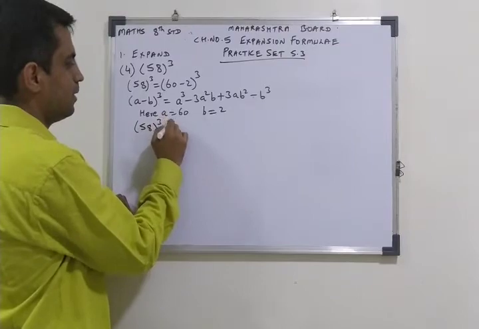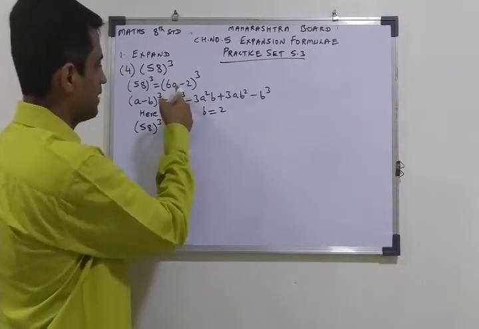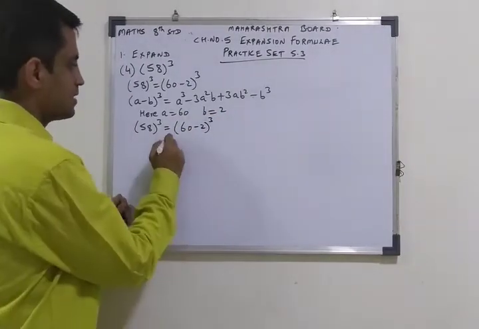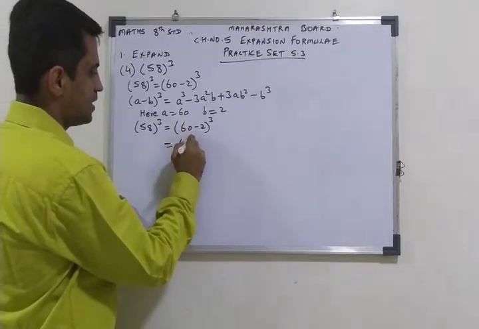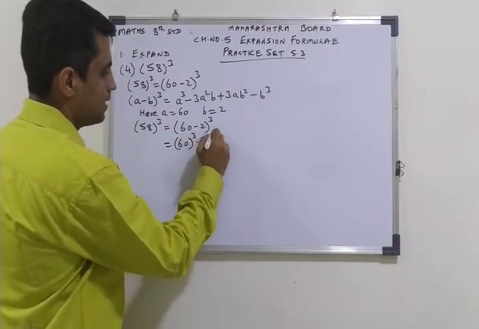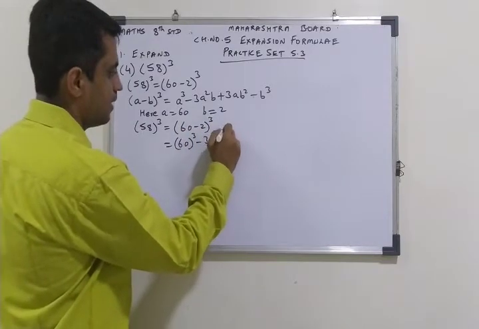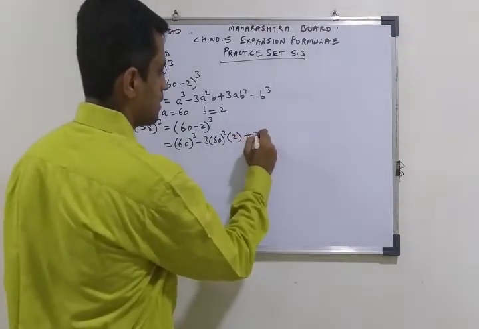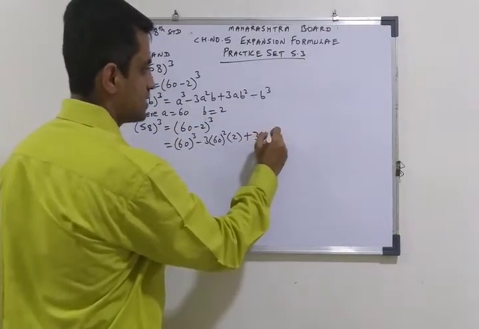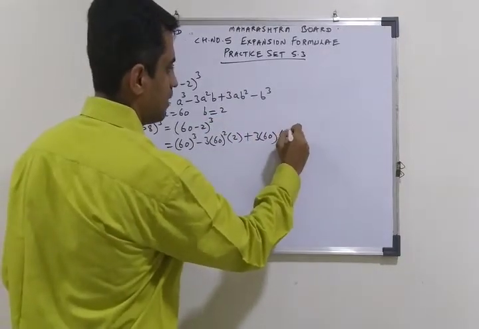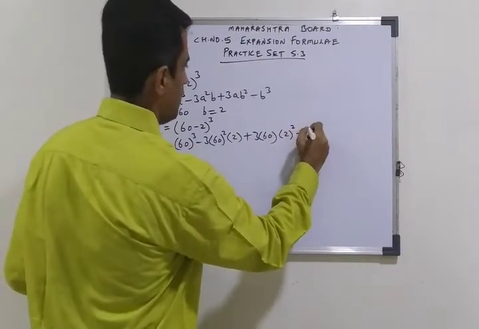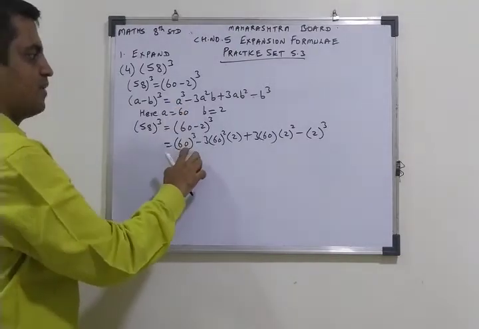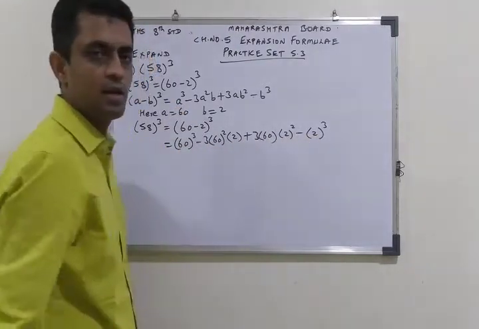So now let us see. 58 the whole cube is equal to, we write this as it is, 60 minus 2 the whole cube is equal to, now instead of A we will substitute 60 cube minus 3, instead of A we will write 60 square, instead of B we will write 2, yes, plus 3, instead of A we will write 60, instead of B we will write 2 square minus B cube means 2 cube. So simply we have substituted the value of A, B, that way.